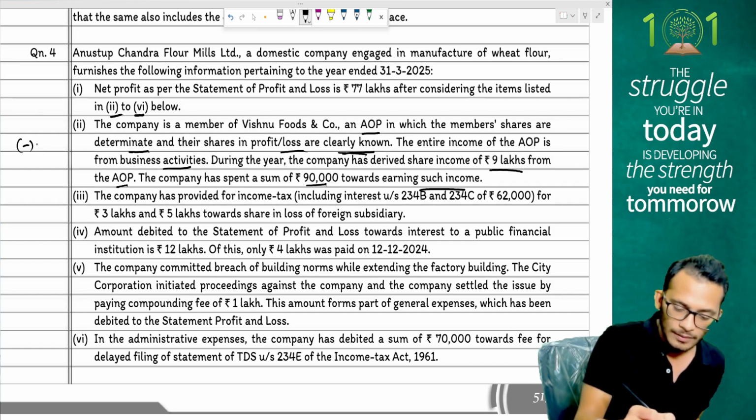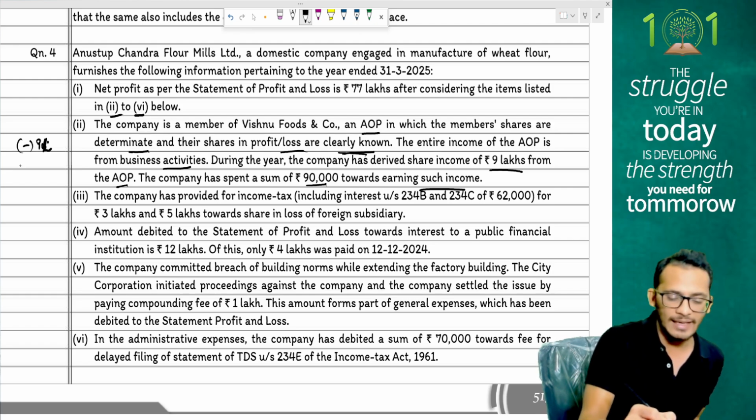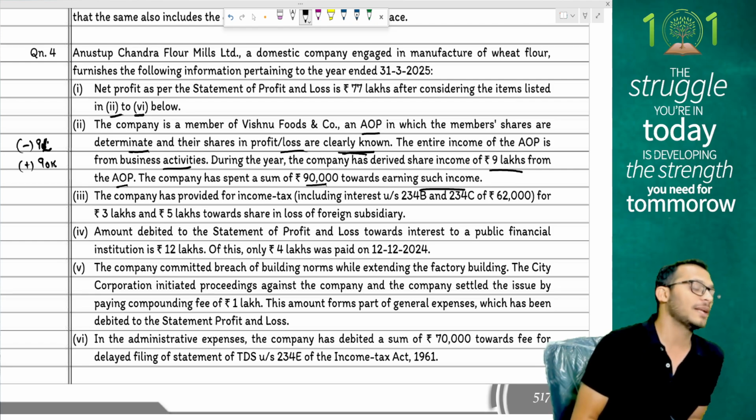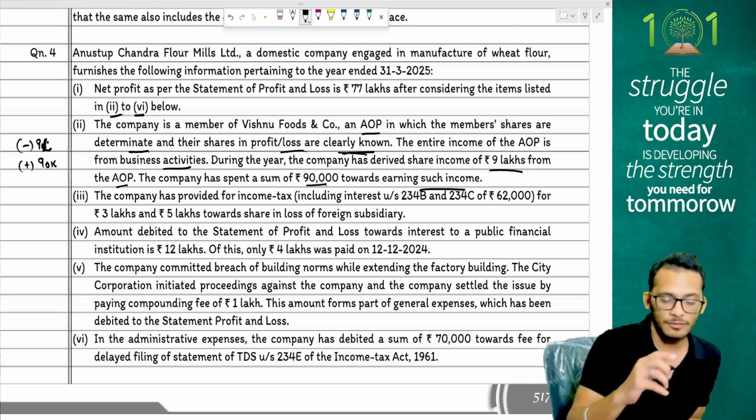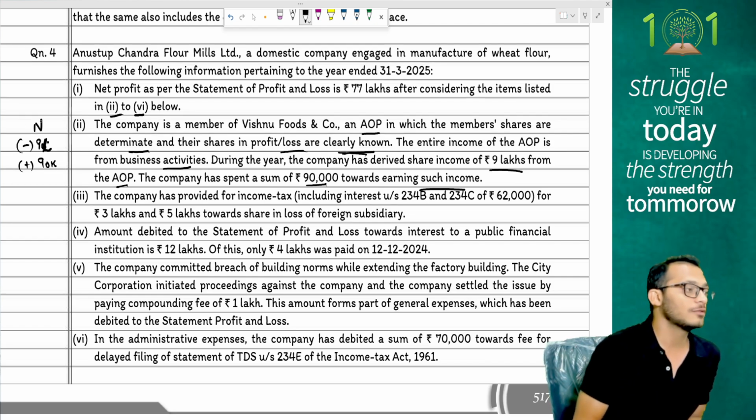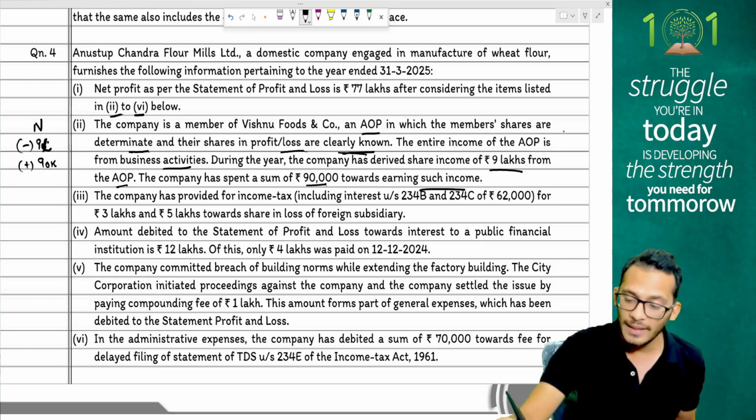The moment AOP started paying tax at the maximum marginal rate, you became exempt, which means reduce 9 lakhs and add 90,000. Reduce 9 lakhs and add 90,000. People, as we are doing this, you are also going to tell me what to do in MAT. So in my normal computation, I am doing minus 9 lakhs and plus 90,000. In MAT, am I doing this? Same?